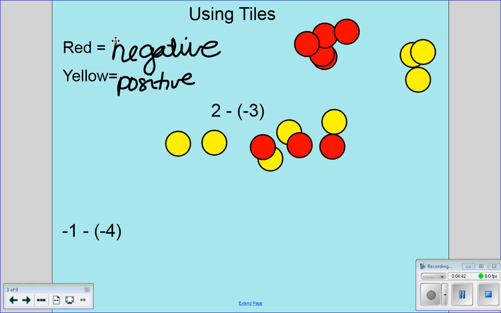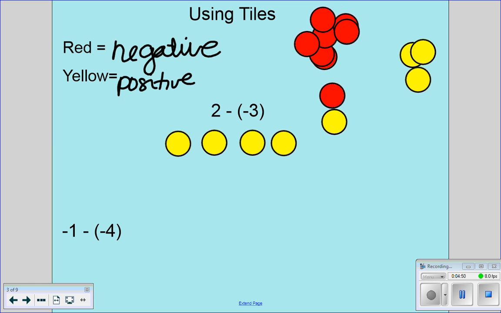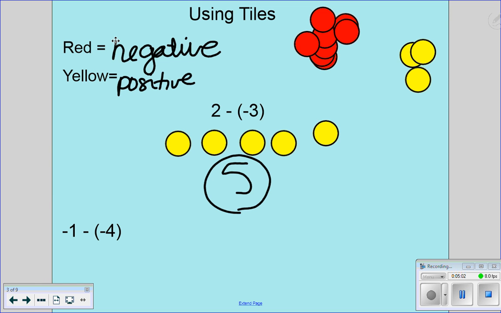There's only 3 I need to take away. So if I get rid of my 3, 1, 2, 3, now what do I have left in my problem? What do I have left, Izzy? 5. Positive 5 is the answer.